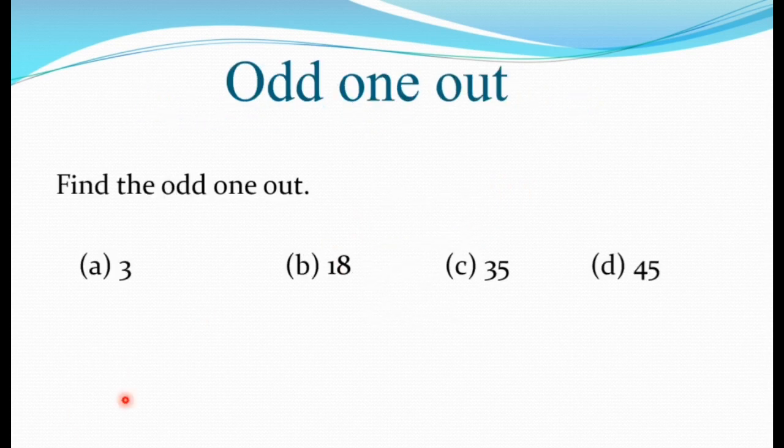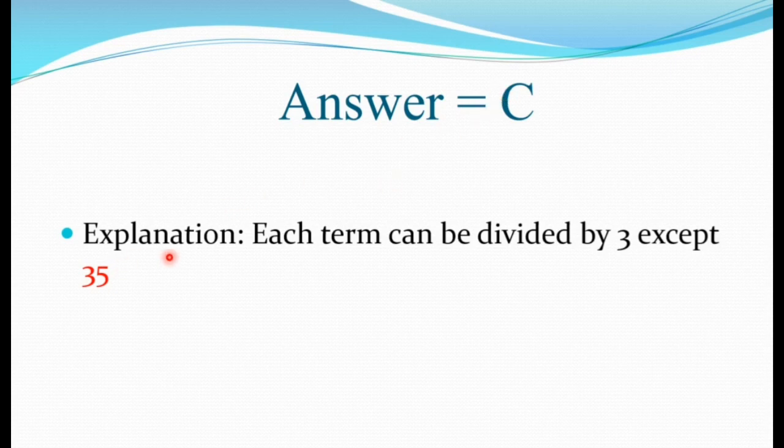Next question. Odd one out. Find the odd one out. 3, 18, 35, 45. Okay, the correct answer for this question is option number C. Each term can be divided by 3 except 35.